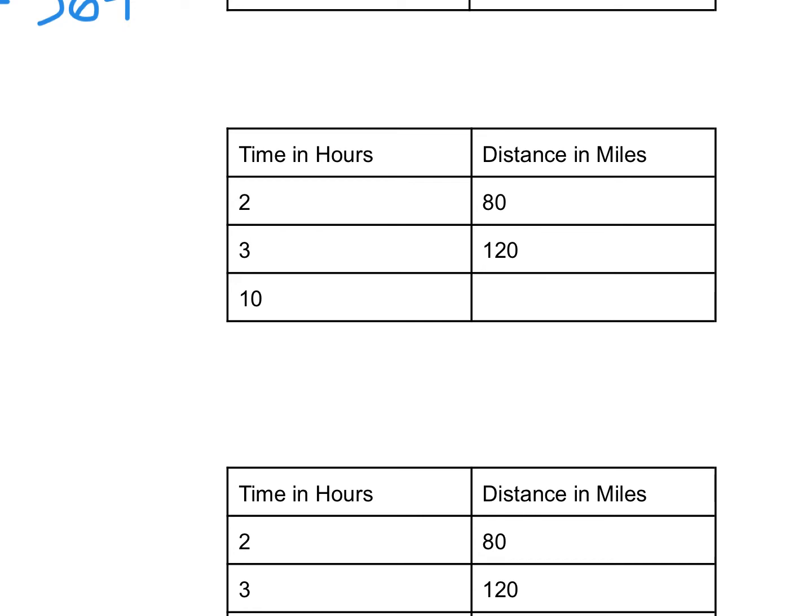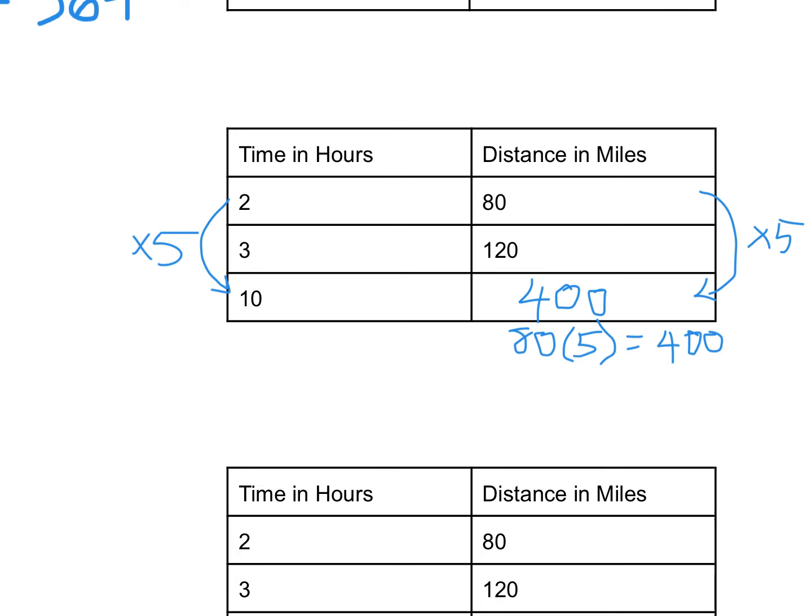However, an easier way to do that is simply doing this. If I want to go from 2 to 10, I can multiply that by 5. If I do that on the left side, you do it on the right side, to stay consistent. So what is 80 times 5? That would be 400 miles. So this time, instead of dividing and then multiplying, notice I just multiplied, making my answer a little faster. So at 10 hours, my answer would be 400 miles.